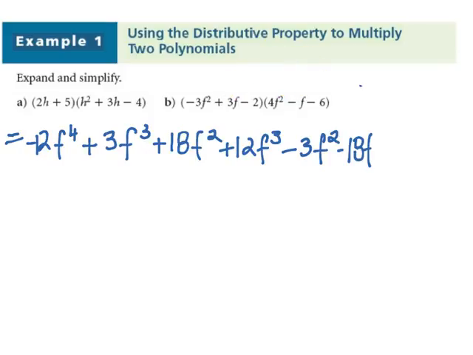We have one last term remaining. So we have negative 2 times 4f squared, and that will give us negative 8f squared. Then we're going to multiply negative 2 by negative f, which is positive 2f, and negative 2 times negative 6 is positive 12.